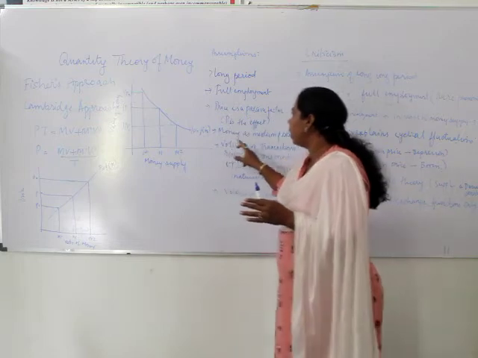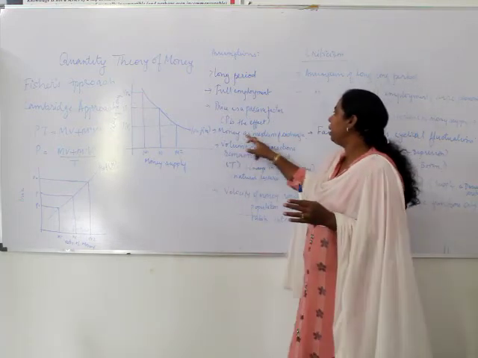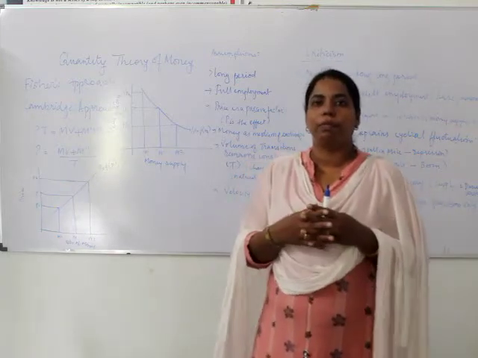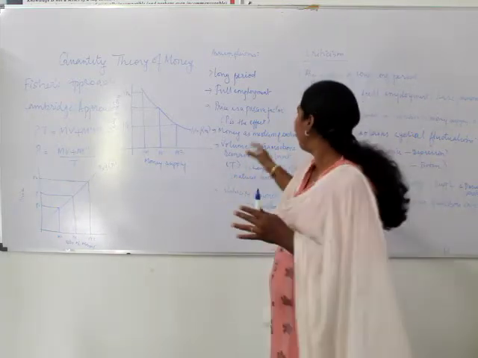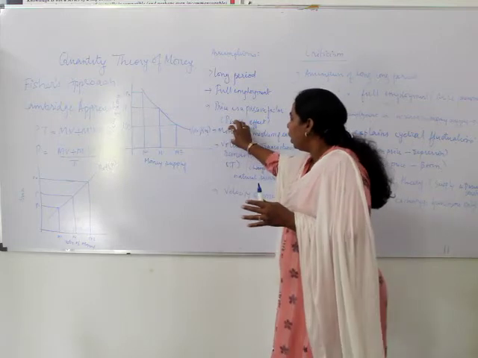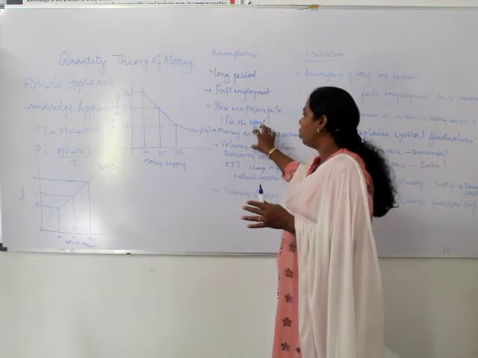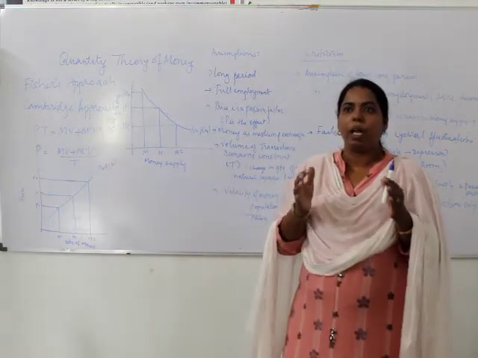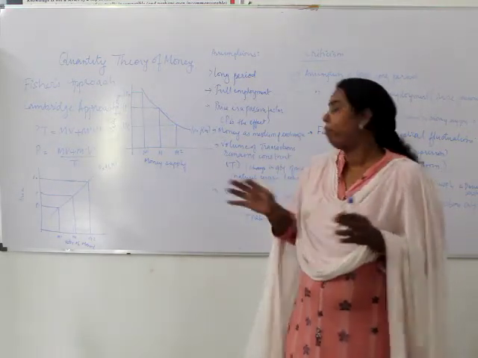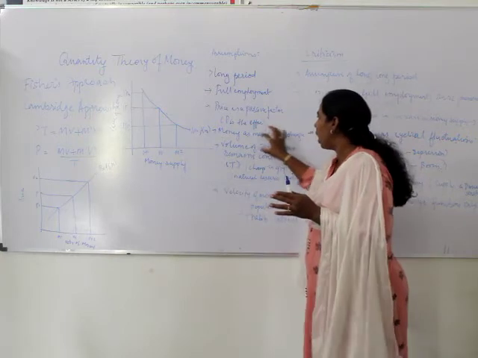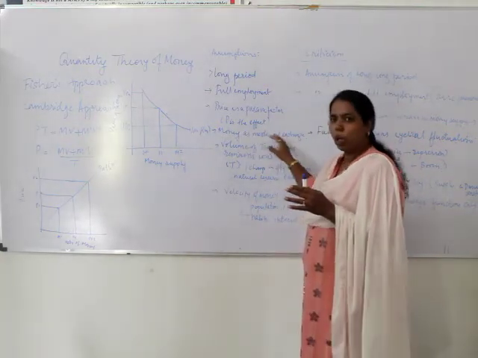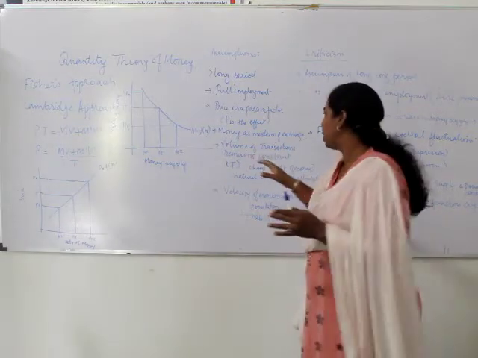The next assumption is that money is a medium of exchange. This is the main gist of the theory, where Fisher has focused on the money's function of exchange. Money is used as a medium of exchange. On this ground, this theory was also criticized.